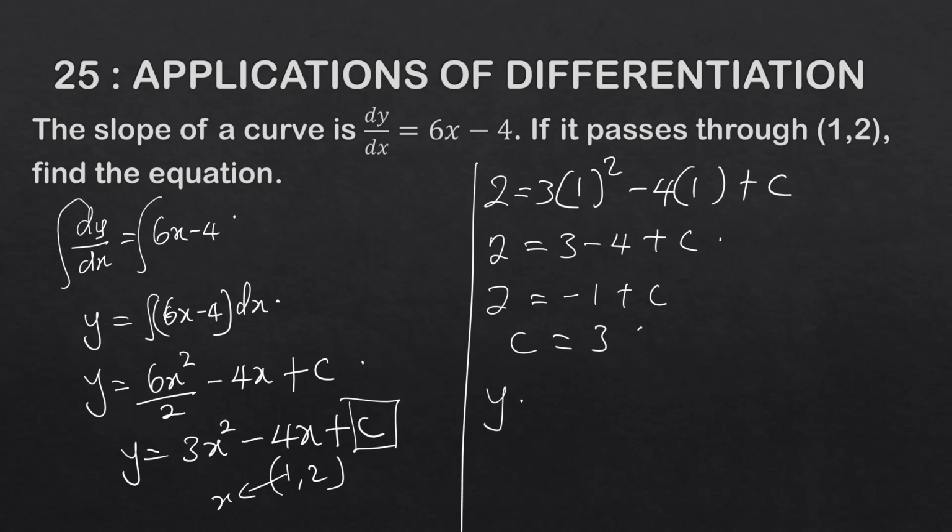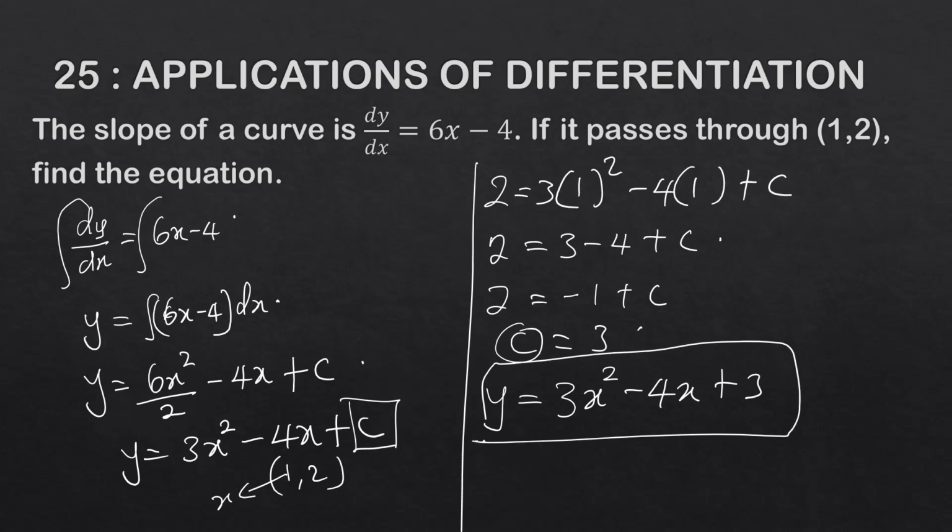Then the equation I'm looking for becomes 3x squared minus 4x. In place of this c, I'll put plus 3. So this is the equation I am looking for. This includes integration, which maybe I wasn't supposed to bring it here, but at least you've been able to know how to navigate from a derived function back to this kind of function.